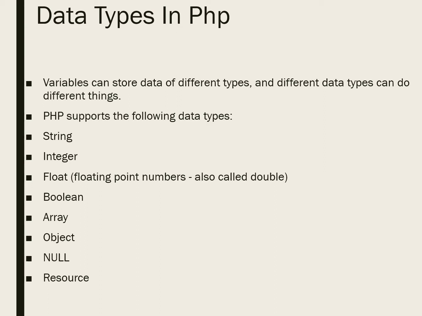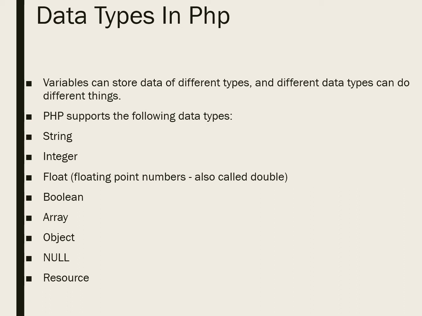We will start with the fact that variables can store data of different types, and these different types of data can do different things and perform different functions. The values assigned in PHP can be used in many different fields. These data can be in the form of primitive data types and so on. But here we will see that PHP supports the following 8 types of data.